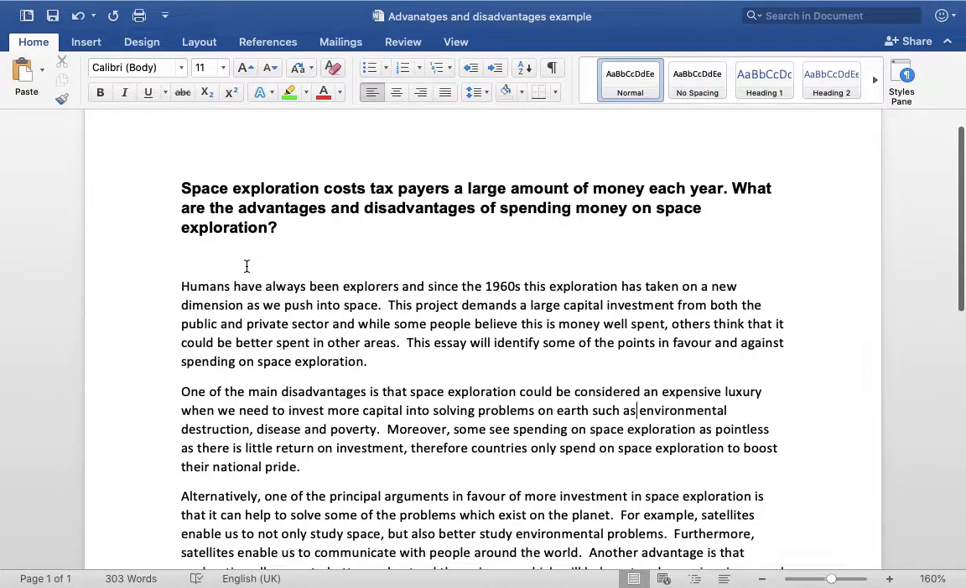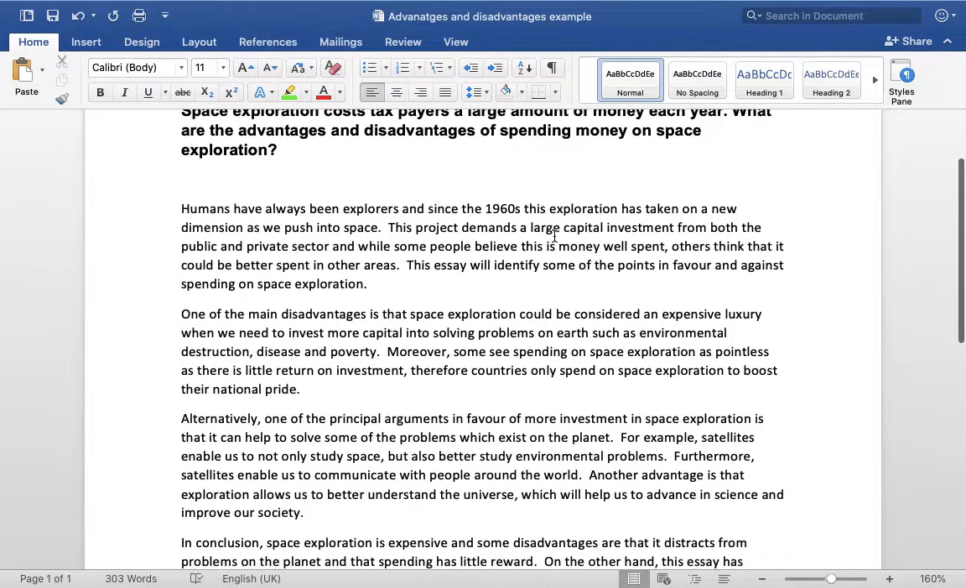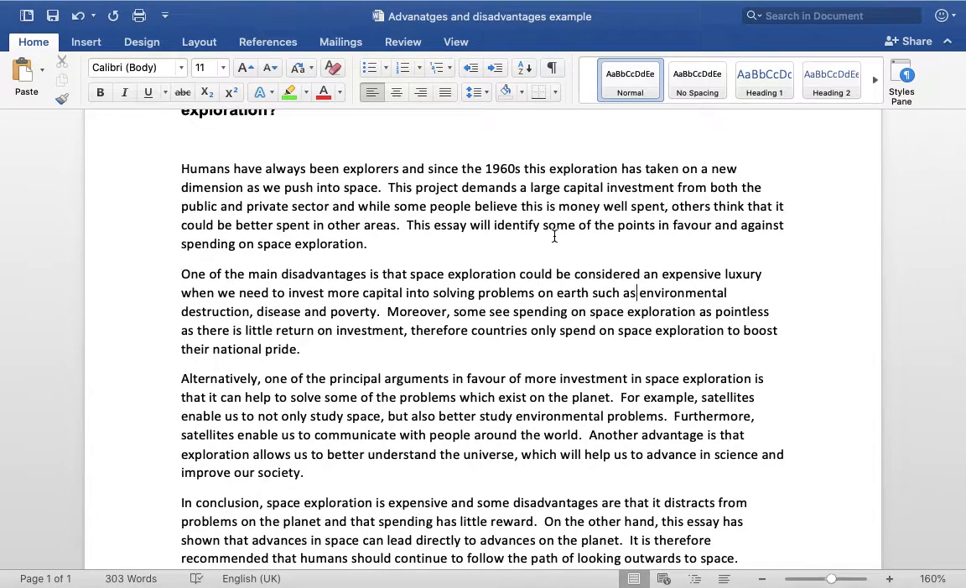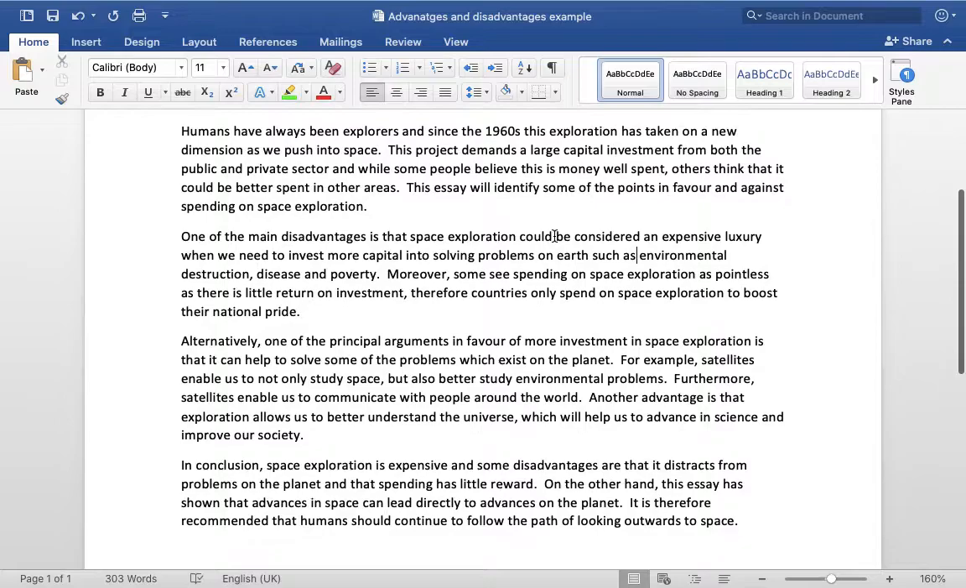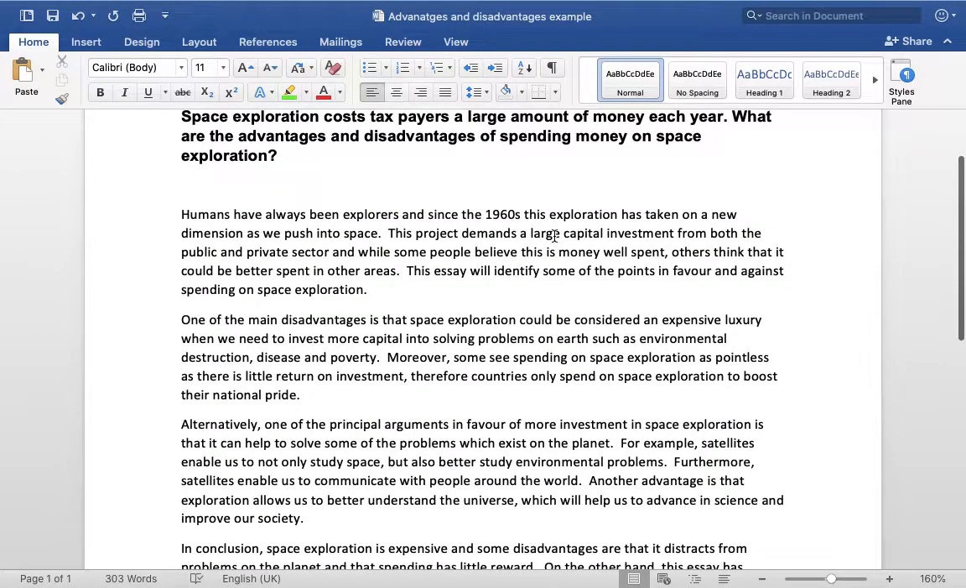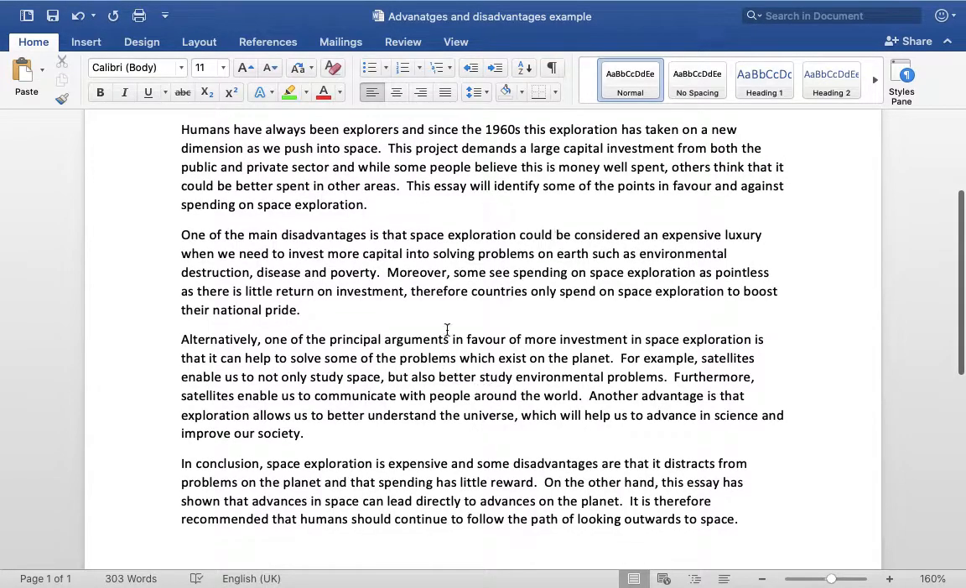I'm just going to talk you through an example of an advantages and disadvantages essay. Tomorrow you have an exam, an assessment, so this should give you some idea of the structure of the advantages and disadvantages essay and how we link our ideas within the paragraphs. Okay, I'm not going to read it to you. You can read it yourself, okay, and have a look through.